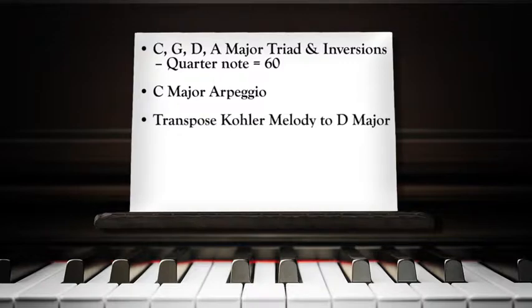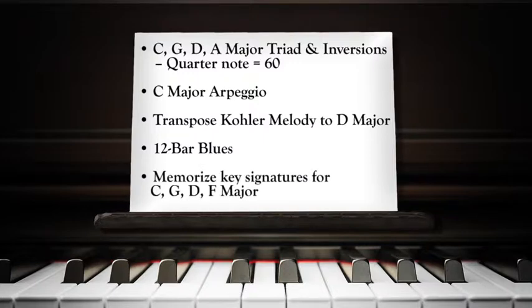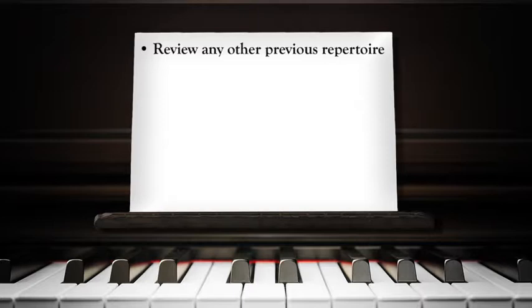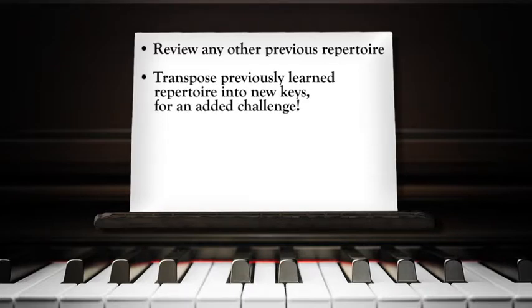Remember to transpose it to D major. Also work on the 12-bar blues. Work on the right hand first, and then try it with the left hand a couple of times. Memorize the key signatures for C, G, D, and F major, and review any other repertoire from previous lessons. Also transpose previously learned repertoire into some new keys for an added challenge.